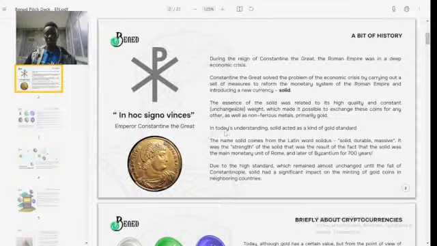Okay, reading. It says, in today's understanding, solid acted as a kind of gold standard, and the name solid comes from the Latin word solidus, which means solid, durable, and massive. And it was the strength of the solid that was the result of the fact that the solid was the main monetary unit of Rome and later of Byzantium for 700 years.